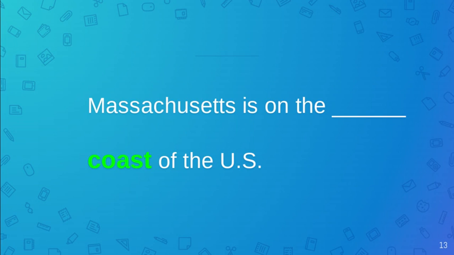Massachusetts is located on the coast of what? So think about that. A coast means it's where the water touches the land. And Massachusetts is on a coast where an ocean touches North America. Can you think about what ocean that is?